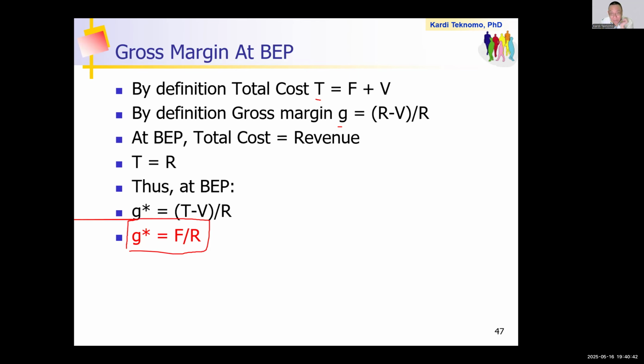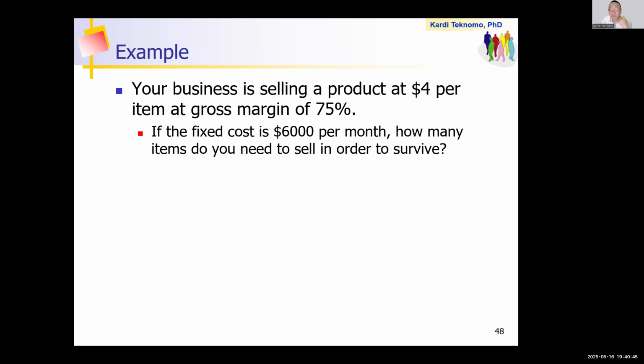So, an example of how we use this. Say your business is selling a product at a 75% gross margin and $4 per item, the selling price. Now let's change the fixed cost. The fixed cost is not 2,000 anymore, but 6,000, because you are generous to your workers, and they want more people to work with you, so you hire 3 instead of 2. So you get a fixed cost of 6,000 per month. The question is, how many items do you need to sell in order to survive?